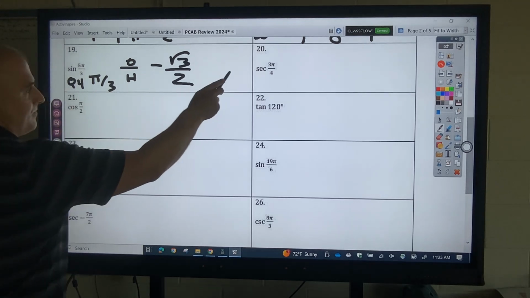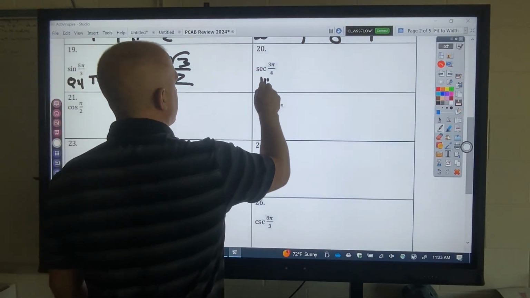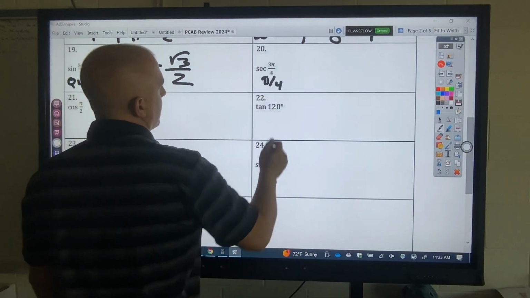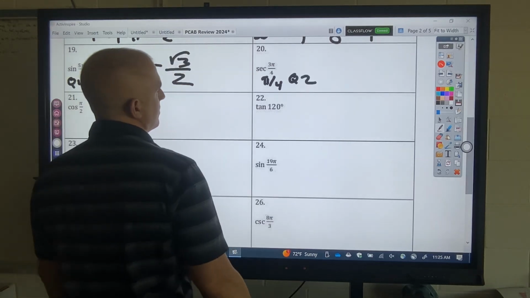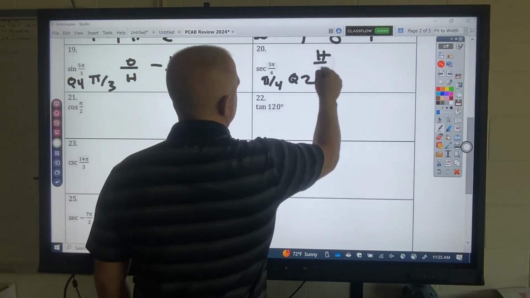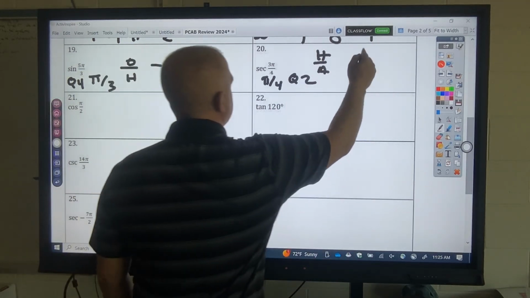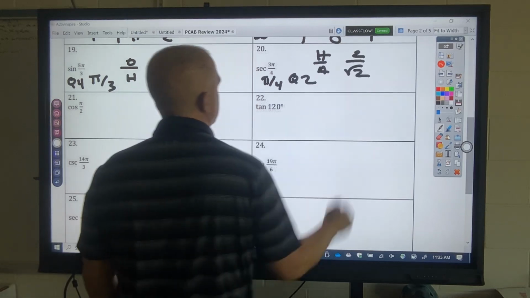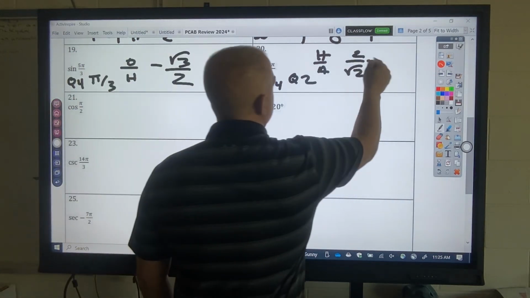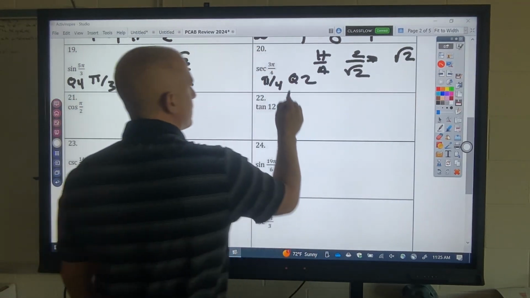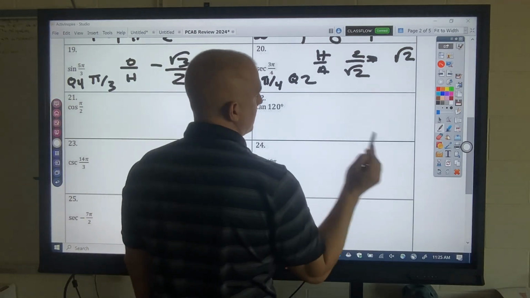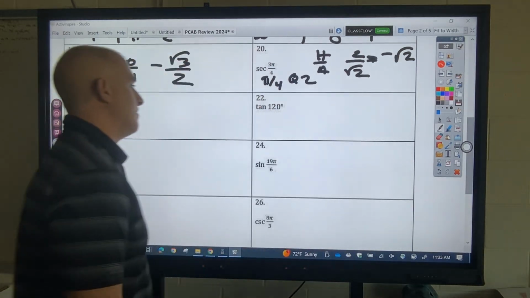Okay, secant of 3 pi over 4, that's going to be pi over 4. Okay, that's going to be in quadrant 2. Okay, secant is H over A. So that's going to be 2 over the square root of 2. Okay, which is just going to turn into square root of 2. The only things that are going to be positive are sine and cosecant, so that's going to be negative.